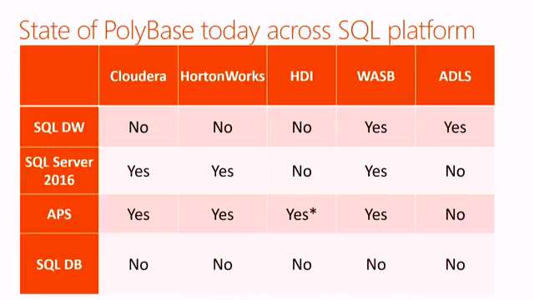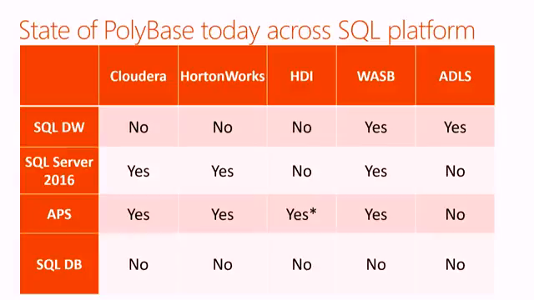So we'll talk about real quick, what's the state of PolyBase today? So there's 4 SQL products, right? There's SQL Server, there's APS, there's SQL DW, and there's SQL DB. Currently, PolyBase ships in 3 of the 4 SQL products. So we ship in SQL DW, SQL Server 2016, and APS, which is the Analytics Platform Service.